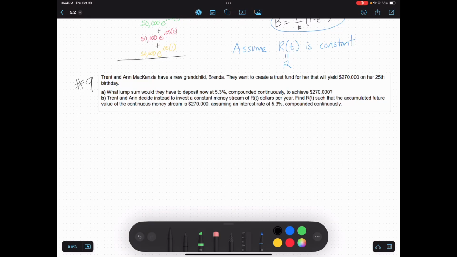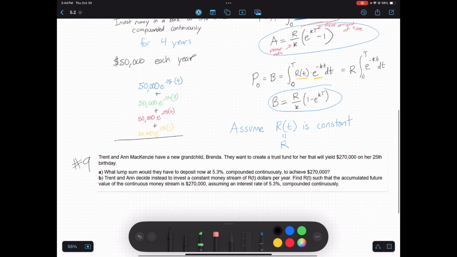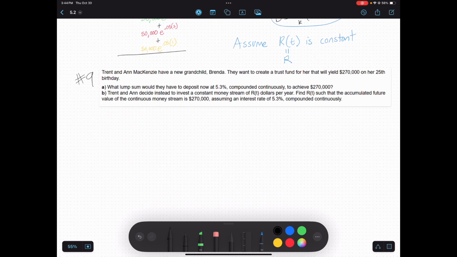Okay, let's look at an example from the 5.2 homework, and we're actually just going to look through one. That's because, like I said in the concept video, a lot of the homework problems from this section are all very, very similar. It's just you using these same two formulas in different ways. But I wanted to focus on number 9 because number 9 really hammers home the difference between a continuous income stream and a traditional investment.